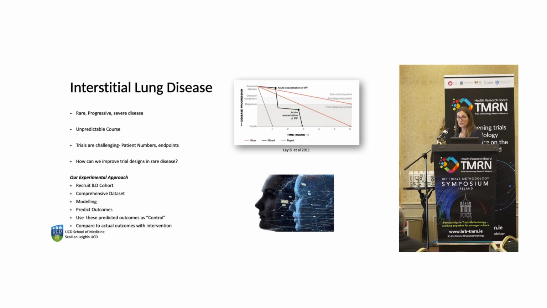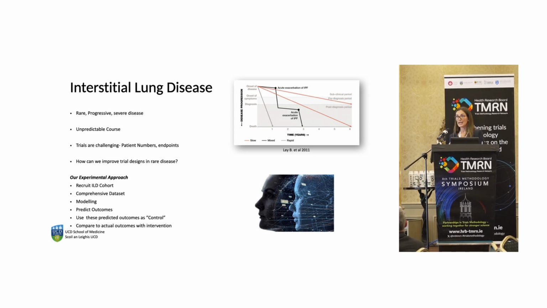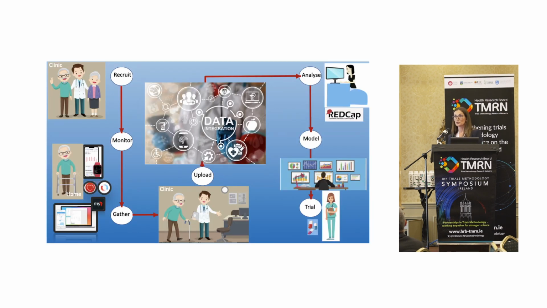So what's our solution? Our experimental approach will be to recruit a cohort of interstitial lung disease patients and to collect a comprehensive data set for them. The diagram there is basically we want to create a virtual twin. It's a digital twin, which is a virtual representation of the patient using this multi-source data. What we want to do with this data is model it and use it to predict outcomes for the patients. If we get this good model working, we can then use this as a cost-effective synthetic arm for our clinical trials.